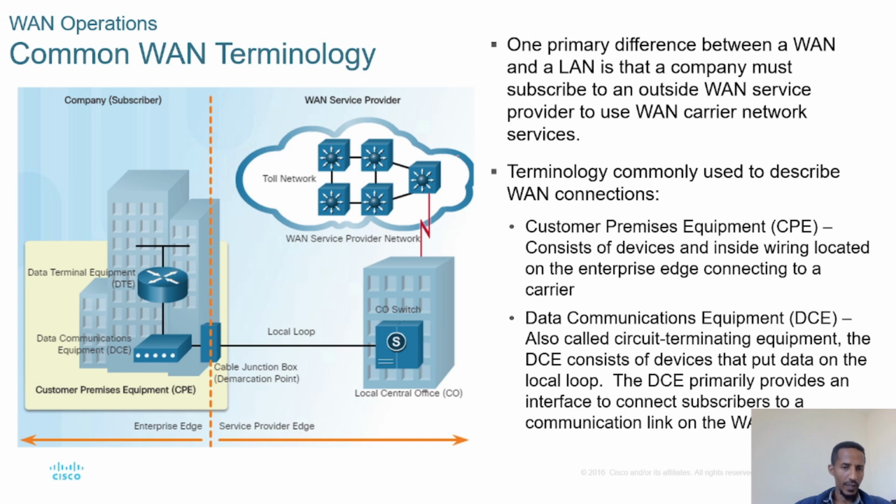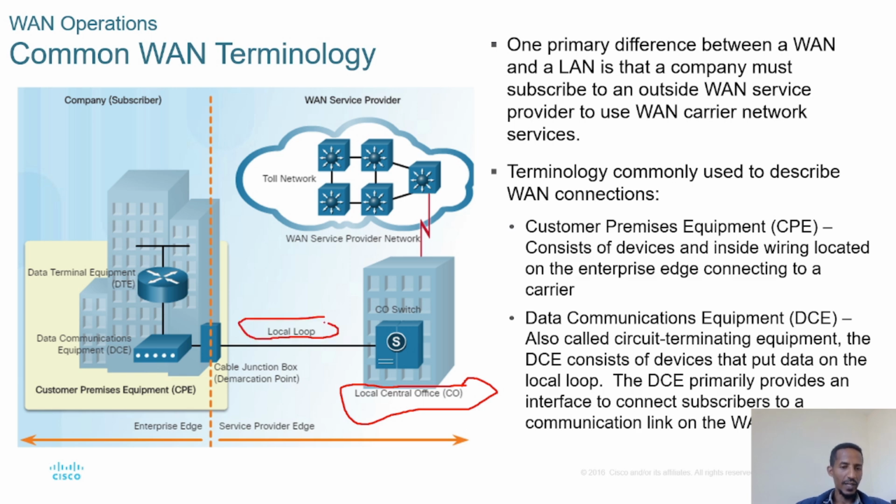So you have a service provider. The service provider has a central office which is nearer to the organization, so we call this the local central office. And the distance from this local central office to the campus or to the company, we call the local loop.